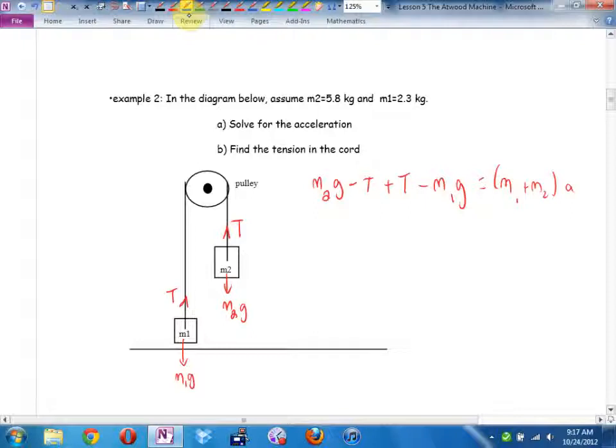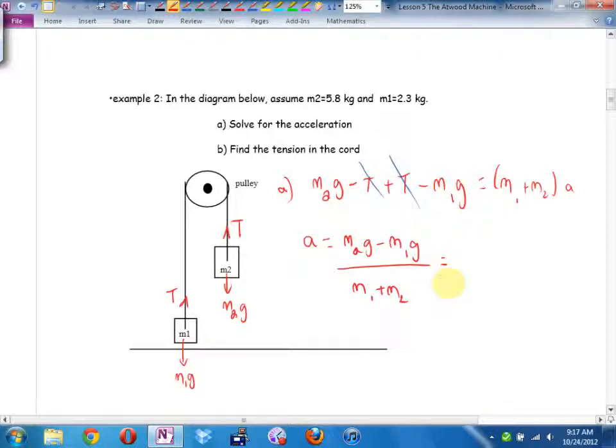Tension cancels. I like that. I'm losing some tension. Okay. Part A said find A. How would I get the acceleration by itself? Oh, that's not too bad. Acceleration is going to be m2g minus m1g, all divided by m1 plus m2.